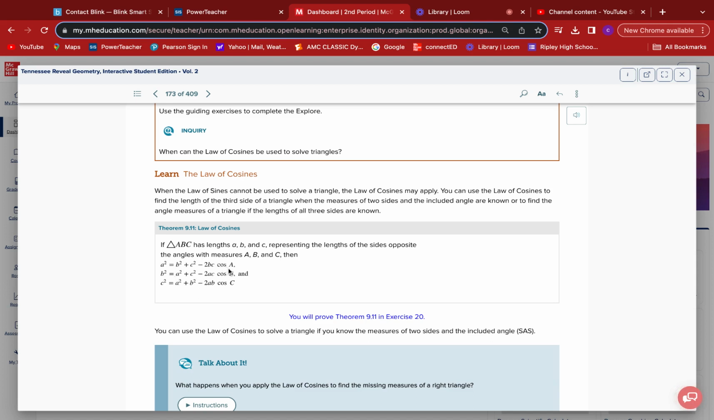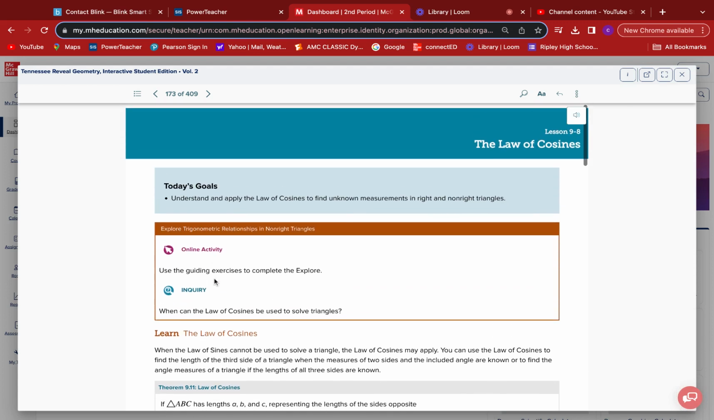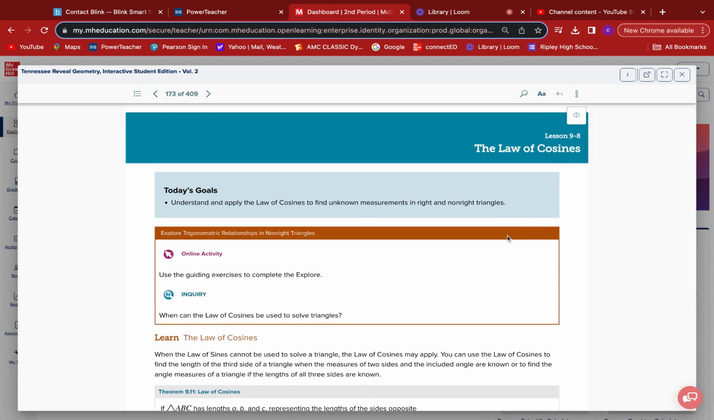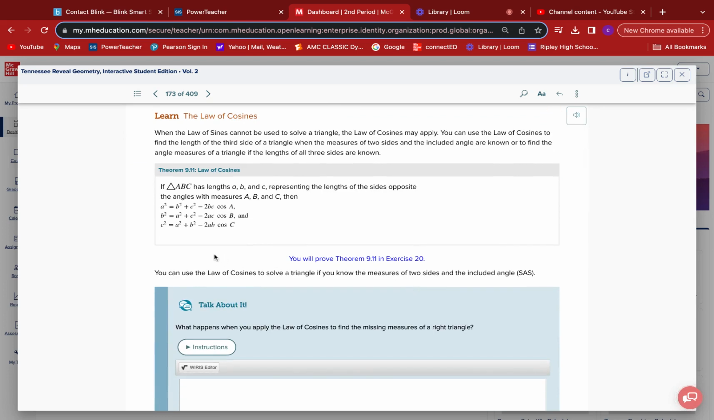And then you multiply it by the cosine of A. And it will also always be a cosine because this is the law of cosines. It's not going to be a sine in there at all.